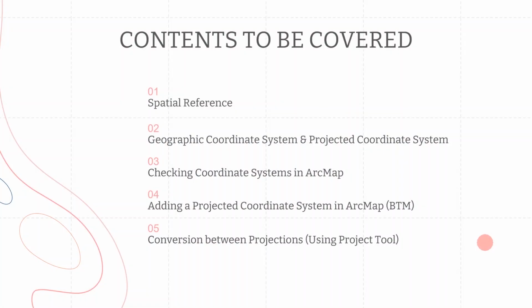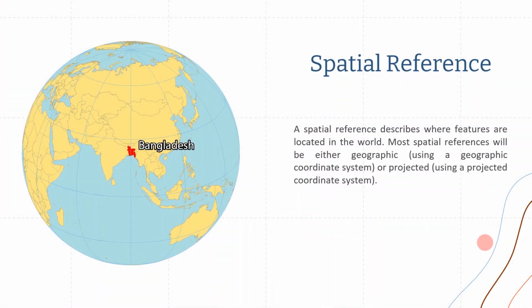First, we will learn about the spatial reference. Spatial reference actually describes where features are located in the world. It helps us to locate any area or feature on Earth. Most spatial references will be either geographic or projected.